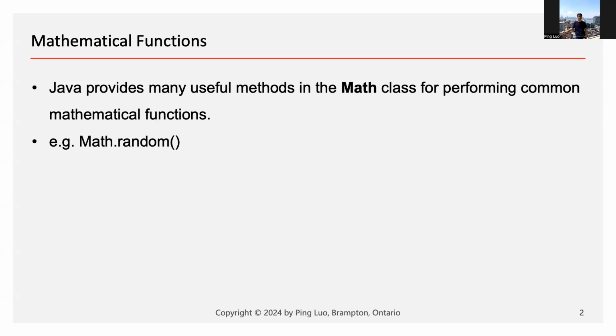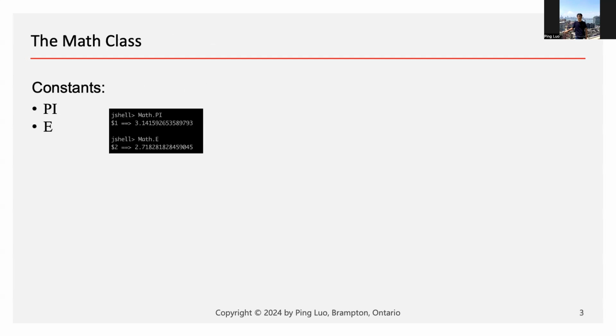We can directly use these methods. For example, Math.random just generates a random number from 0 to 1. There are many methods like this. For example, we can use Math.PI to get pi. We don't have to define it. And E, E is like the natural number.